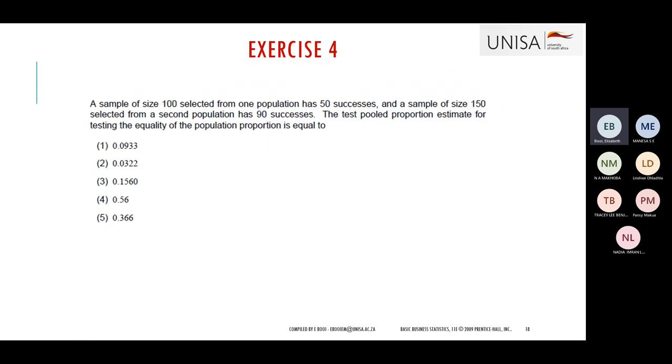So let's look at the next one. A sample size of 100 selected from one population has 50 successes, and a sample, I think we did this. Oh no, this is a different one. A sample size of 150 selected from the second population has 90 successes. So X1 is 50, N1 is 100, X2 is 90, N2 is 150. You need to find the pooled proportion. I am not going to calculate it for you. I'm just going to give you the formula. It should be quick and easy to calculate.